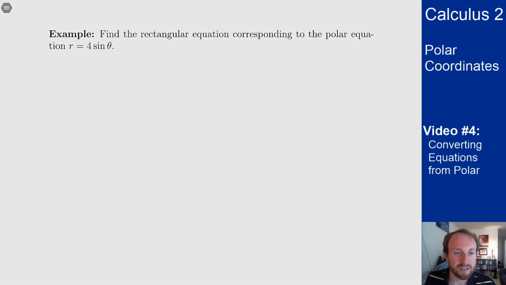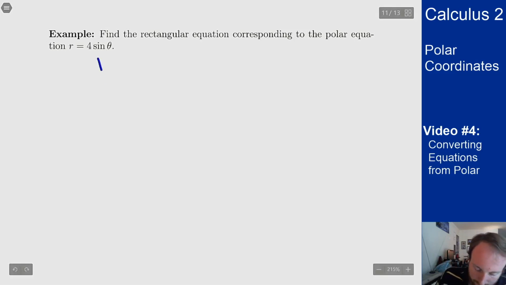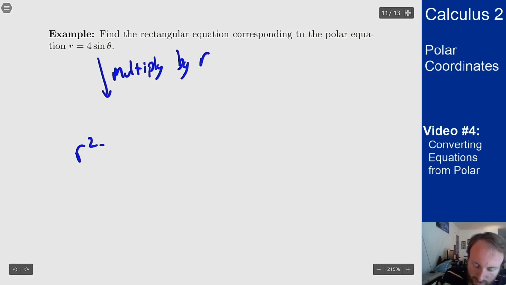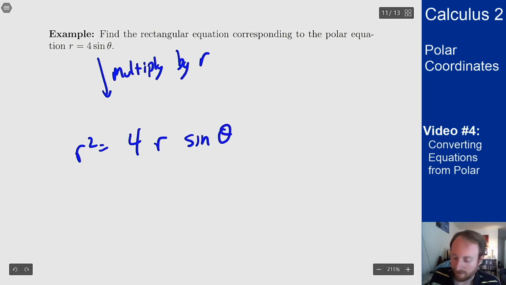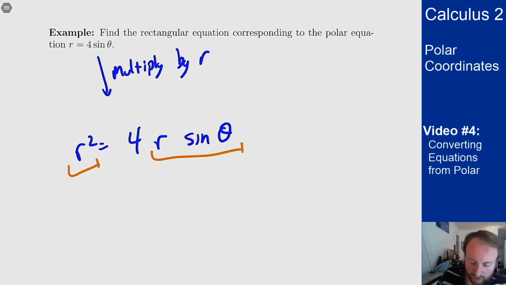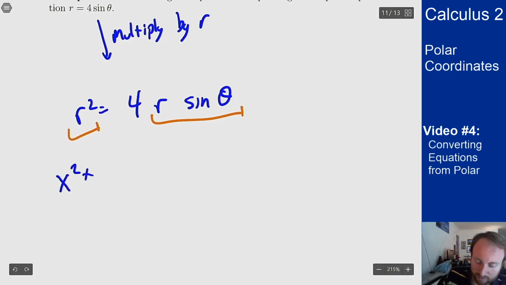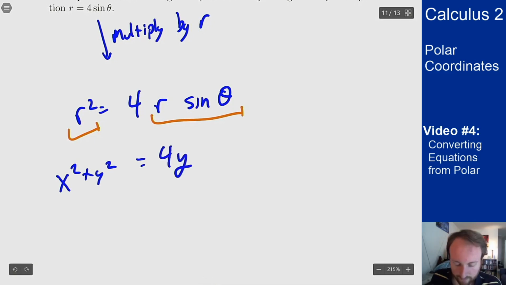What I can do instead is multiply both sides of this equation by r first. Multiplying by r, we'll get r squared equals 4r sine of theta. Now that looks a lot better because I like r squared and I like r sine of theta. Let's take that and now convert this into rectangular coordinates. We know r squared is x squared plus y squared, and we know r sine of theta is y. Now let's see what this looks like by simplifying things out.